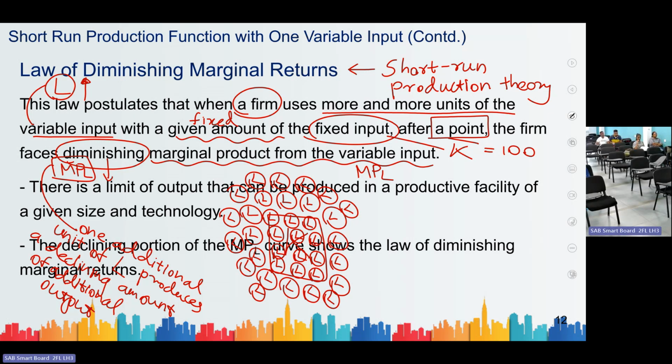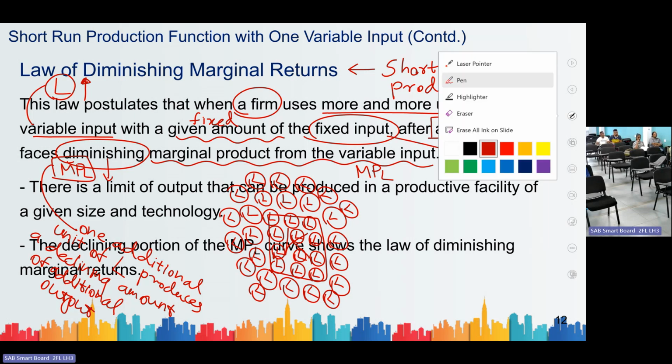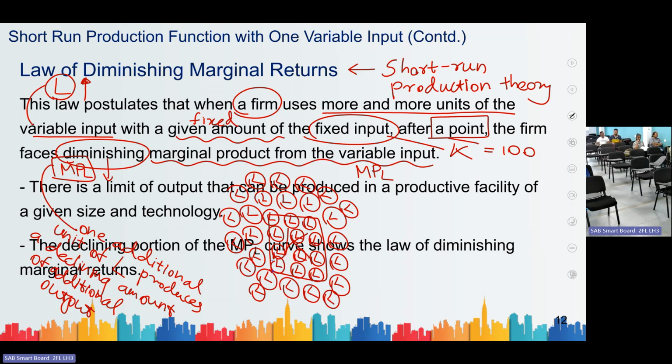For example, let's think about a garment factory. Let's say the garment factory has 10 machines. So it has this amount of capital, 10 machines. The 10 machines can be utilized at the best capacity with only 10 workers, 10 laborers. So this amount of labor is within the capacity of capital.